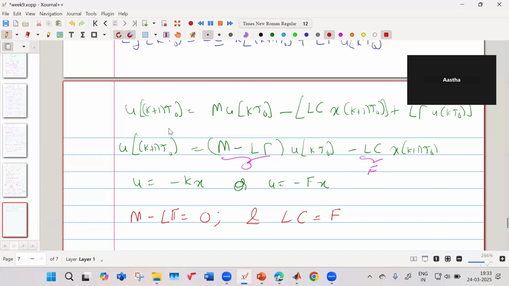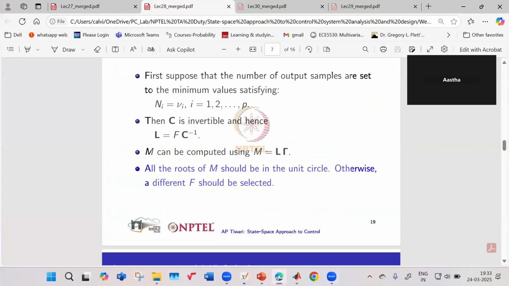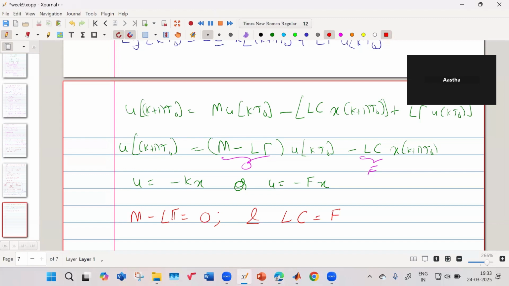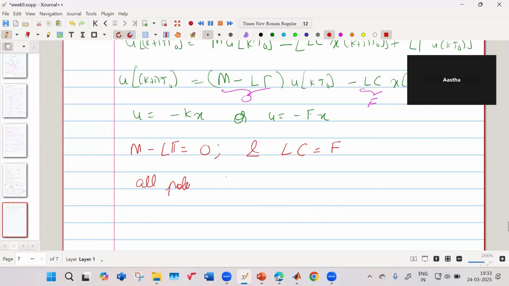Another criterion which we must remember is that all poles of M should lie within the unit circle.